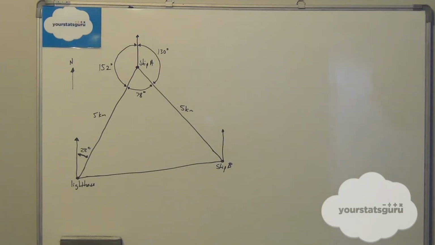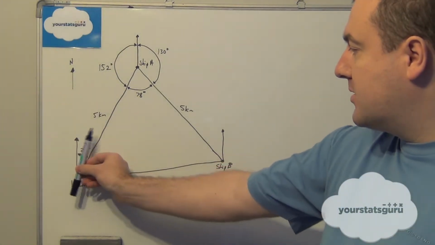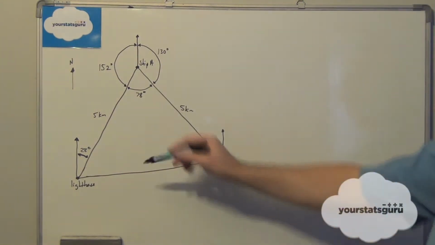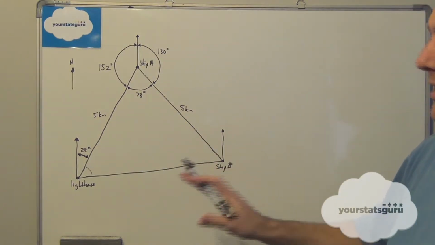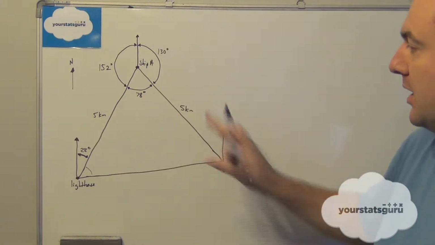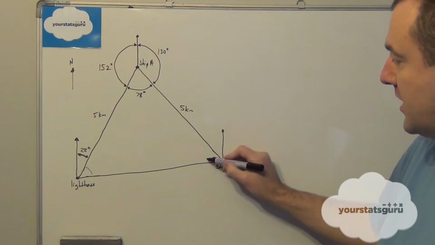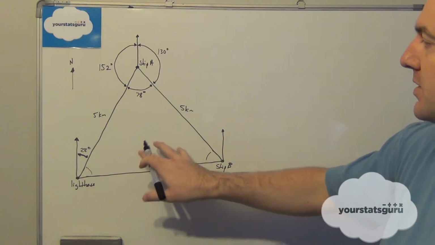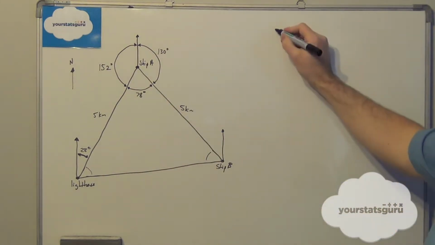In part C, we've been asked to find the bearing of ship B from the lighthouse. In other words, we want the bearing from the lighthouse to ship B. So to find that, we need to find the angle that's in here. Now, since this is an isosceles triangle, two sides of exactly the same length, that means that this angle and this angle must be the same. Since those angles are both the same, and we know that the sum of all angles in a triangle is 180 degrees, we have the following.